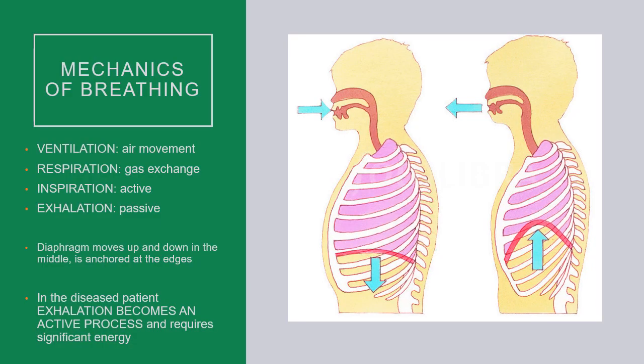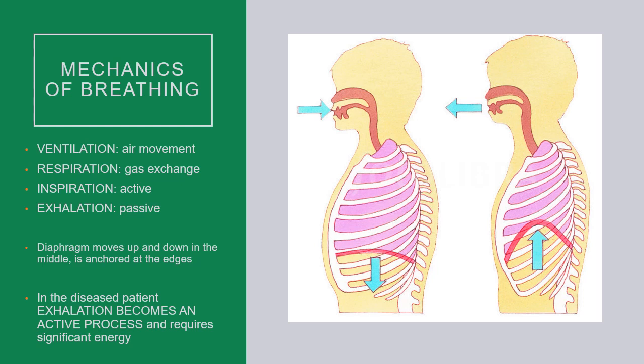Review and understand the mechanics of breathing. Ventilation is the process of air movement, while respiration is the actual gas exchange. Inspiration is an active process that requires energy. The diaphragm contracts and flattens, pulling down and creating a vacuum. At the same time, the intercostal muscles contract and lift and expand the rib cage, increasing the container size, which creates an even greater vacuum, pulling air in from the environment through the mouth and the nose.